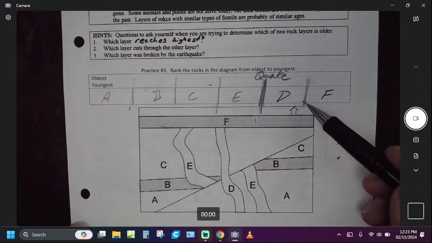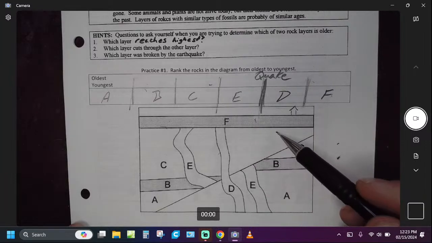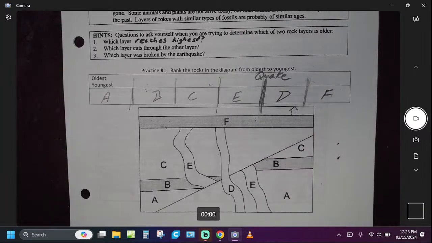Oh, and then I spoiled the last one. F is the newest one. So F is above everything. So F reaches higher than everything else.